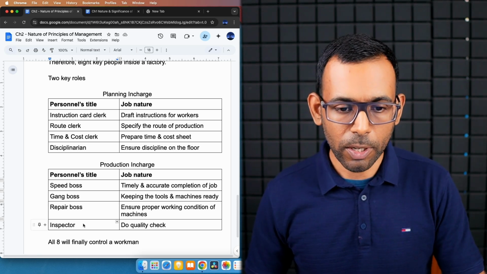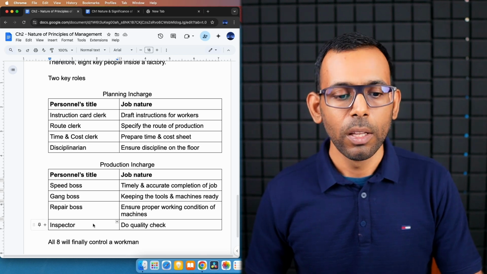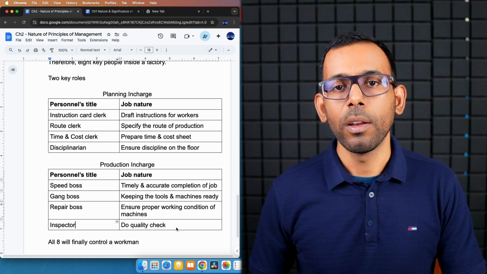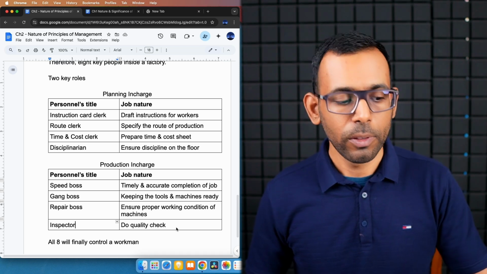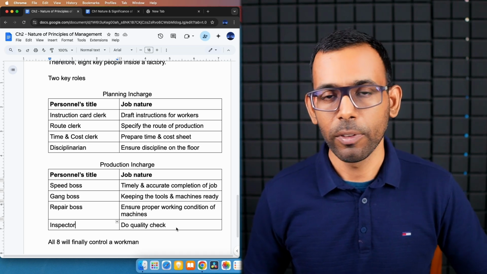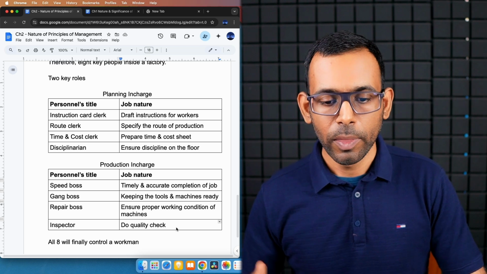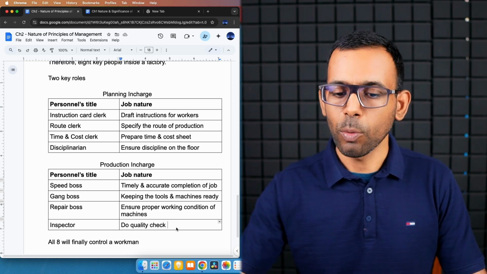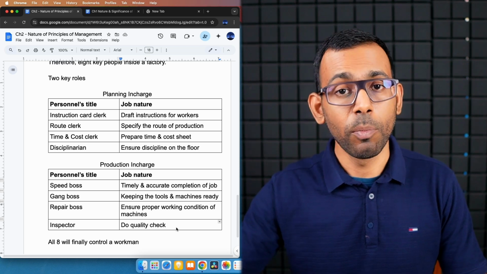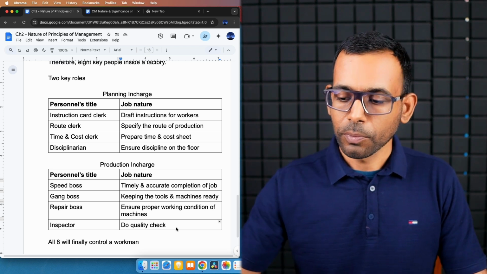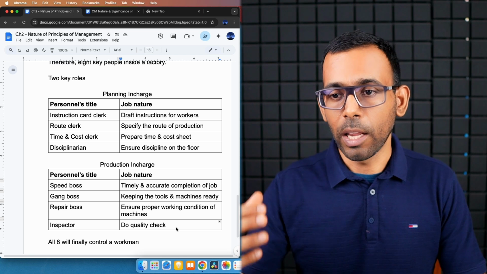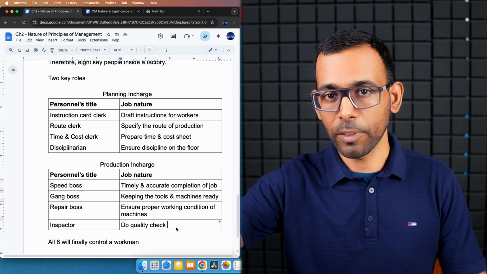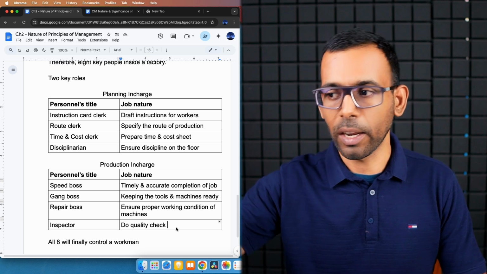And then the last person in production is the inspector. The inspector is responsible for ensuring the quality of the output that is coming out of the factory. For example, I have gone to audits in a lot of different types of factories. One of them makes potato chips. In that factory, there will be a person who is sitting on the output side of the production line.